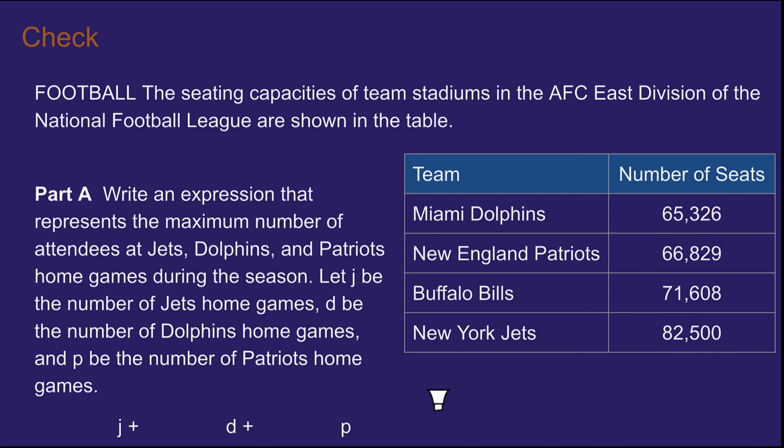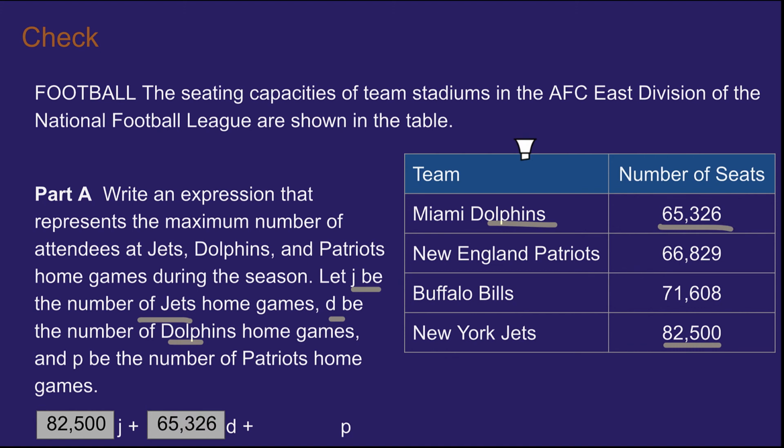Check your answers. First, we would put 82,500 in front of J, since J is for Jets, and the Jets are at 82,500. Then we would put D for Dolphins, so the Dolphins are 65,326. And then finally, Patriots are 66,829. So this is showing that we're going to take the number of seats, multiply it by the number of home games for each of the teams, and then we can add them all together.